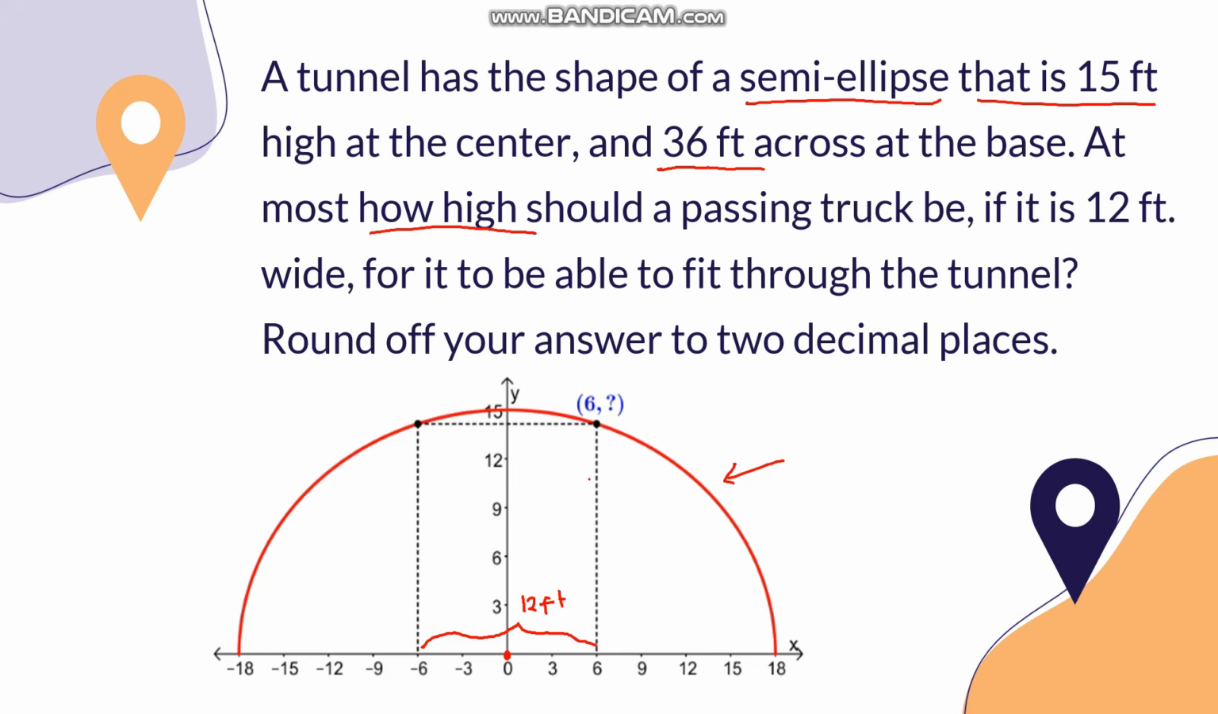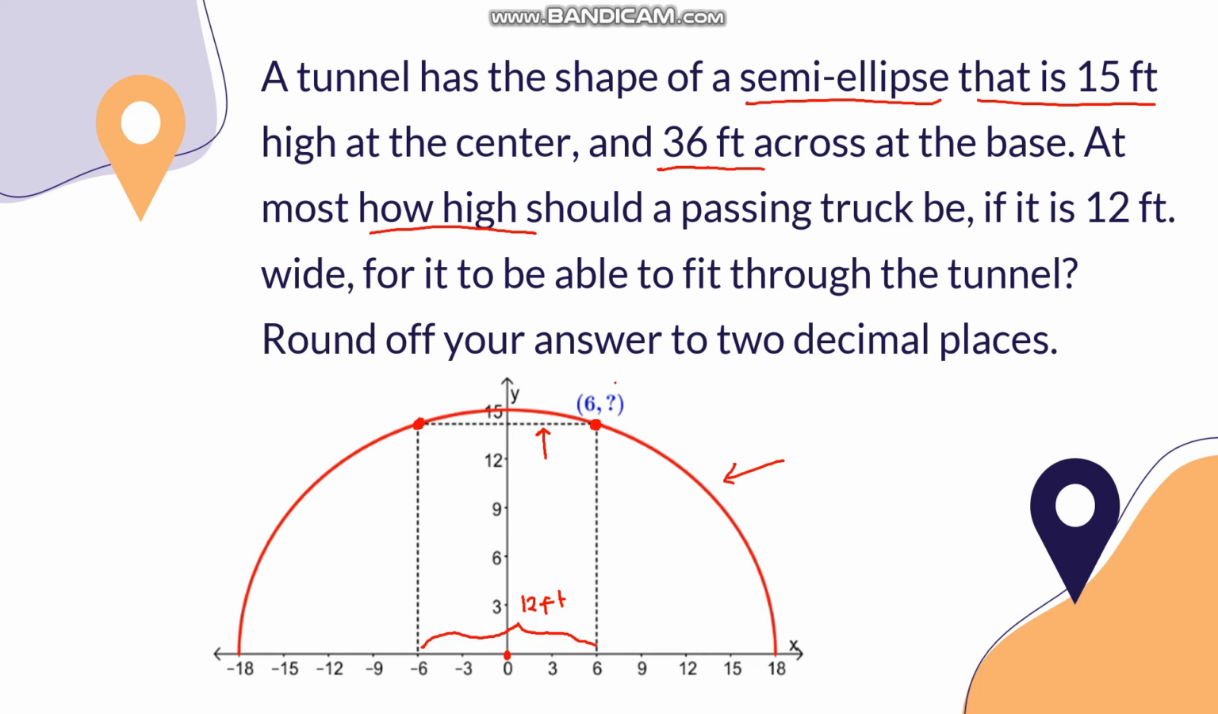Of course, a truck can be shaped like a rectangle. This line segment right here represents the top of our truck, and its edges touch the tunnel at these two points. We have to identify these points because they represent the highest point of the truck so that it will fit into our tunnel. This point is part of the ellipse, and we know that half of this is 6. Therefore, the x-coordinate of this point is 6.